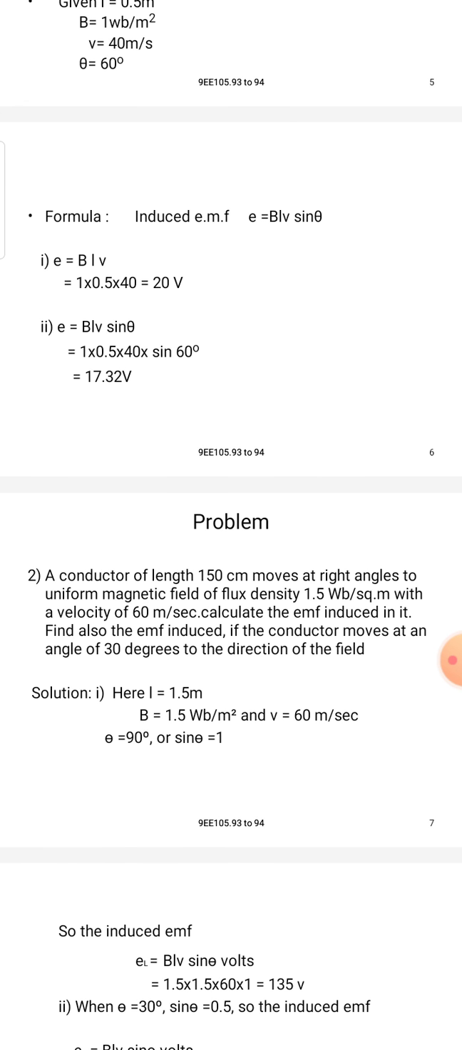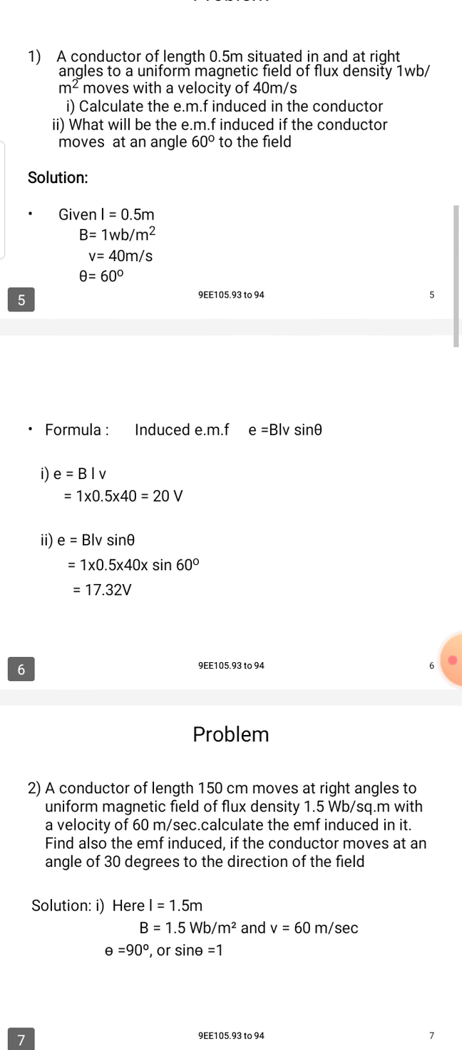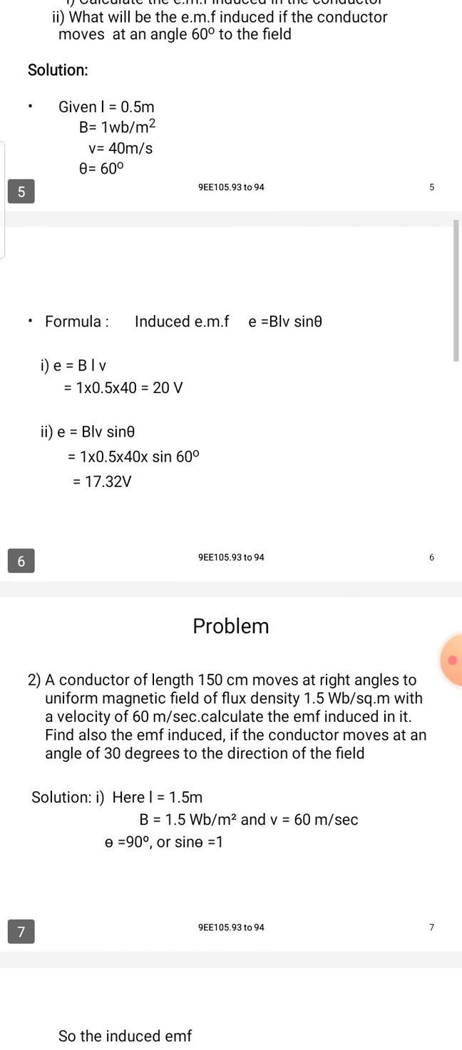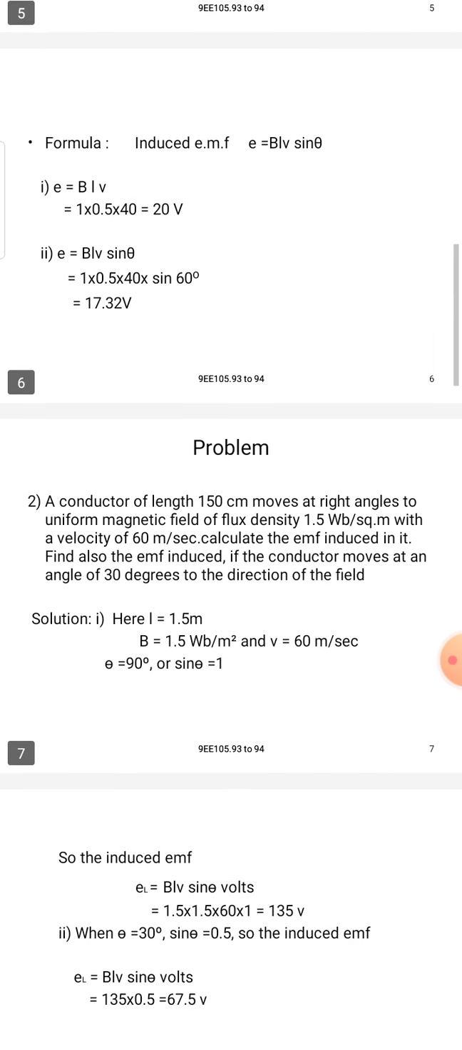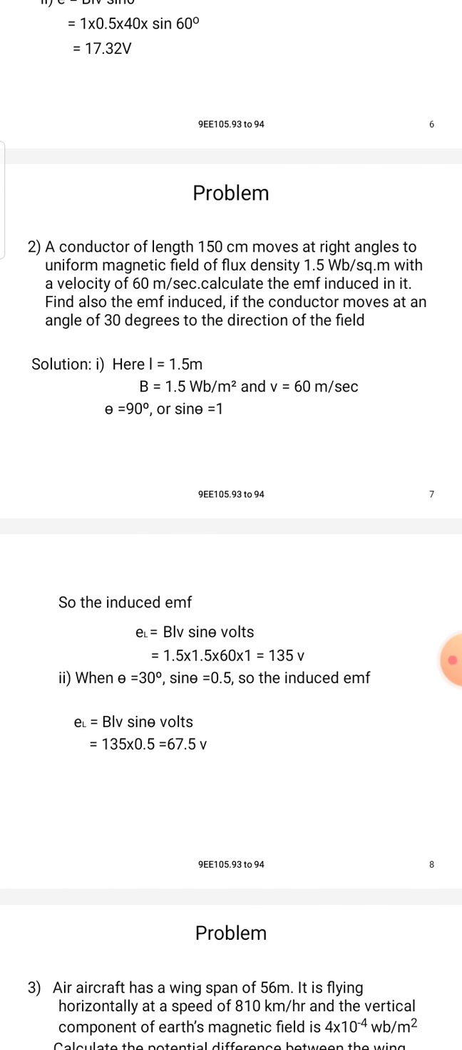So you can find the induced EMF at two different conditions easily, using the dynamically induced EMF formula. You directly substitute in the given formula and get the answer. Okay, to be continued. Next, problem number 2, with the same procedure and methods as the above problem.